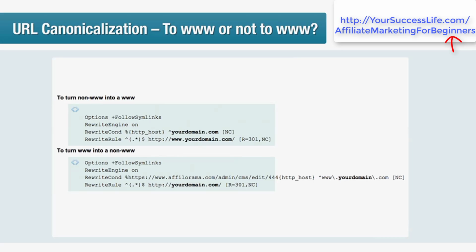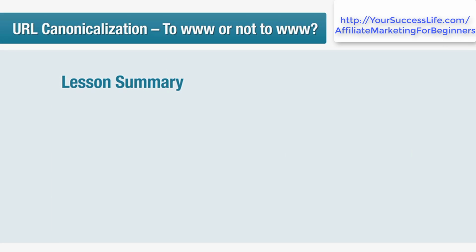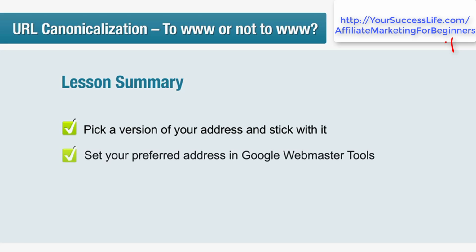And time for today's lesson summary. In this lesson, we took a look at how to stop losing PageRank from a non-canonicalized domain name. The 3 methods we looked at to reduce or even fix the issue were: pick a version of your address and stick with it, set your preferred address in Google Webmaster Tools, and use a rewrite rule in your htaccess file.